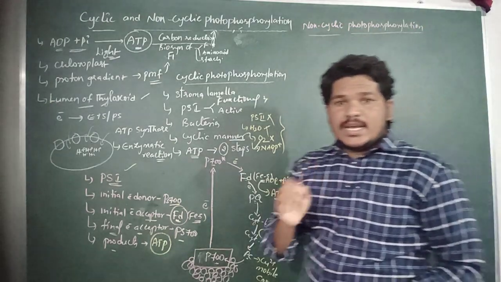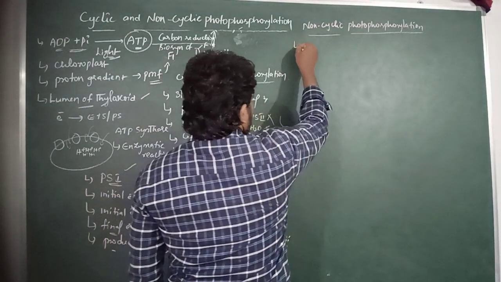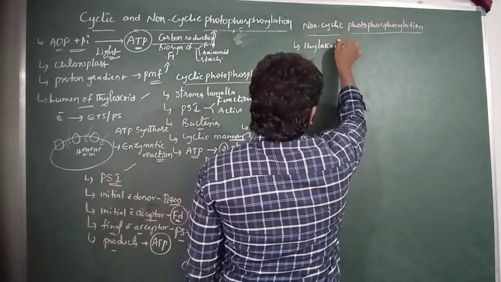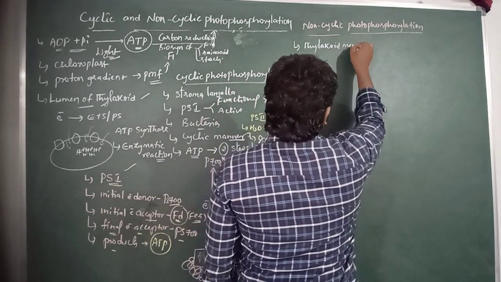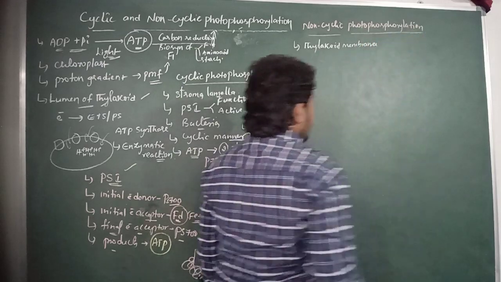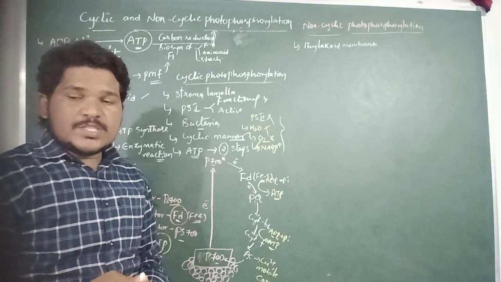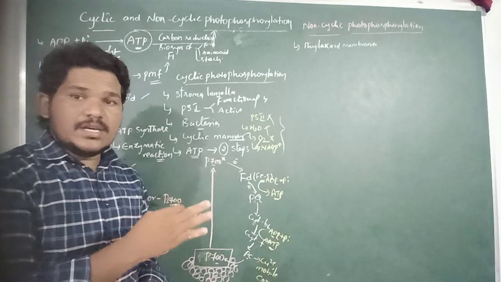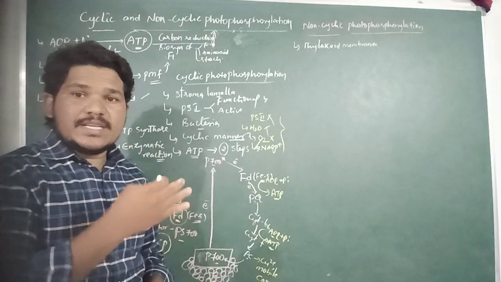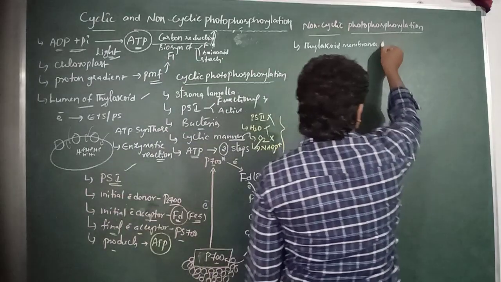The non-cyclic photophosphorylation reaction occurs in the thylakoid membranes of the chloroplast. More precisely, it occurs in the appressed regions of the thylakoids.